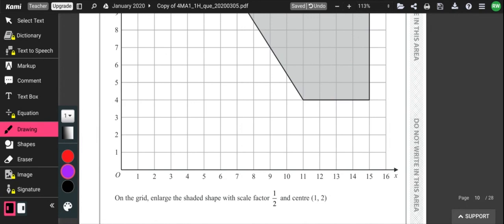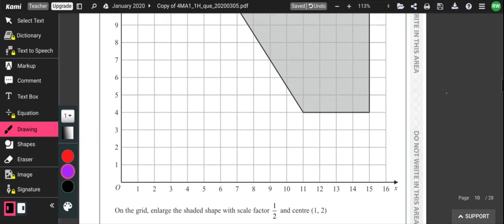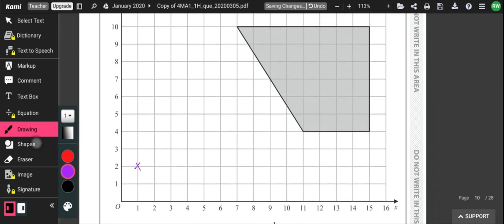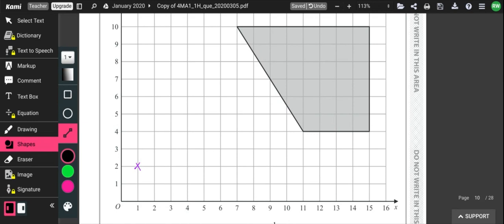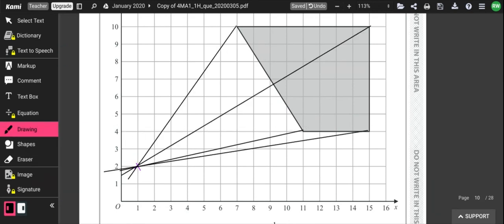On the grid, enlarge the shaded shape with scale factor of a half and center 1, 2. So we'll put the center there. You're going to connect all of the vertices with this point here. And then we just have to count the distance of each vertex from the center of enlargement. So let's take the bottom right one here.